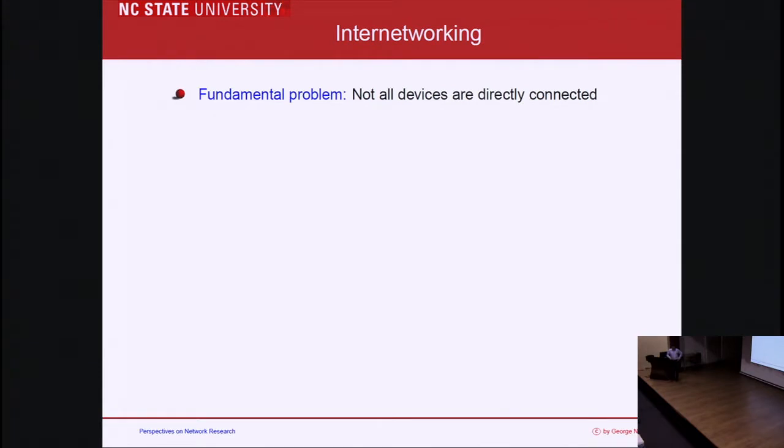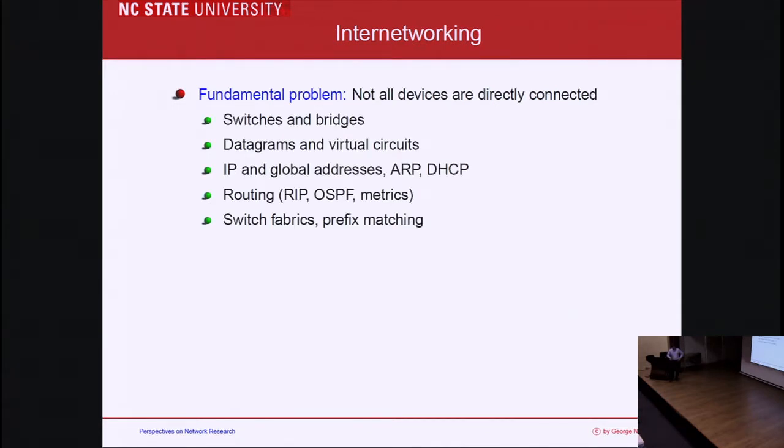Here's another problem. Not all the devices are directly connected, okay? Which means you have to introduce switches, routers, you have to have protocols like IP, global addresses, things like ARP and DHCP. DHCP, you use every time that you connect to a wireless network. You don't know it, okay? It's automatically done for you in the background. Routing, switch fabrics, things like that, okay?